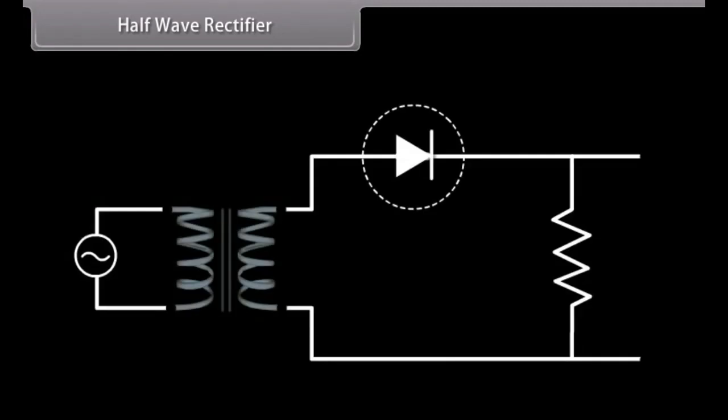Half-wave rectifier. The AC signal to be rectified is connected across the primary terminals P1 and P2 of a step-down transformer. One of the secondary terminals S1 is connected to the P region of a junction diode, while the other secondary terminal S2 is connected to the N region with a load resistance RL in series. The output voltage is taken across the load resistance RL.